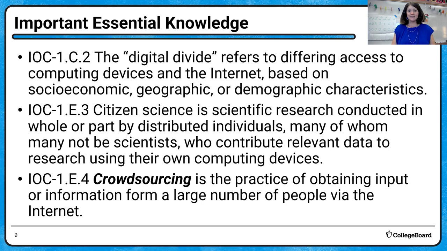Next up, we have citizen science. Citizen science is scientific research conducted in whole or part by distributed individuals, many of whom may not be scientists, who contribute relevant data to research using their own computing devices. Citizen science is huge right now. We all have devices. We all carry a device in our pocket even. So we can use those to collect data that scientists can use. So especially when we're looking at natural resources and the environment, you can use your phone to collect data that then can be analyzed by scientists to track weather patterns or track migration of animals. So huge deal right now. You can even go find projects you could contribute to right now.